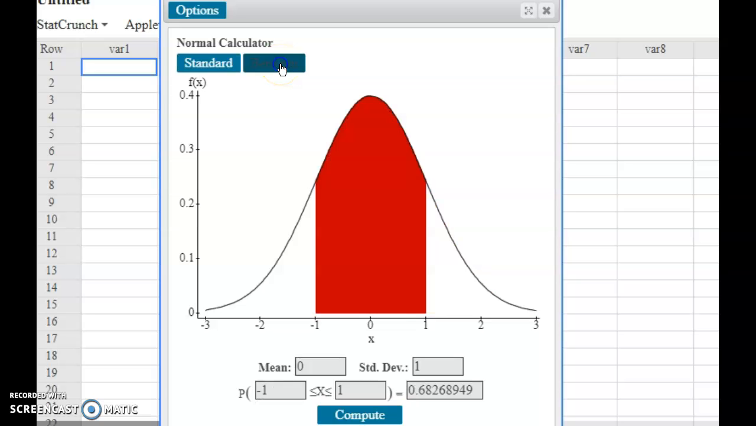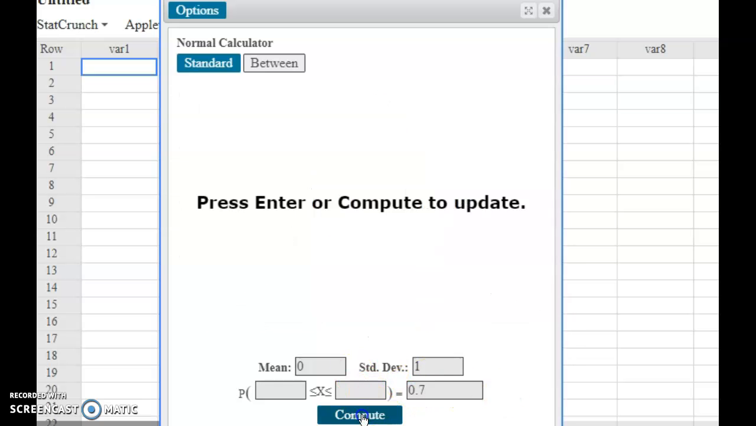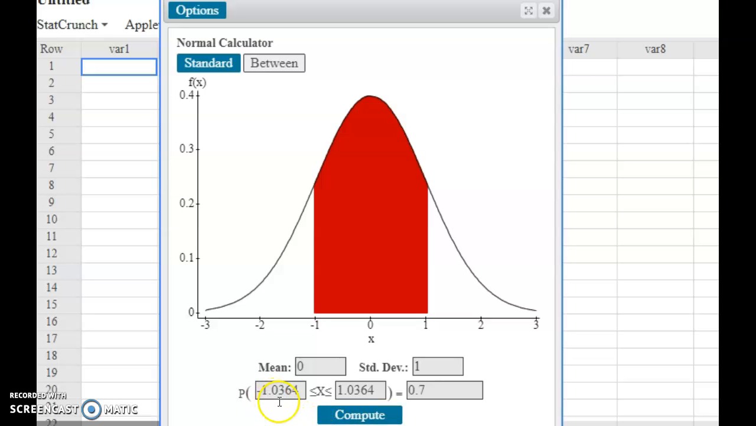The last one, to find the area in between, where we said we wanted 70% between two values, we're going to switch over to the between option. We put 70% in between, and this gives us our lower value of negative 1.04 and our upper value of 1.04. So super easy and straightforward to use.